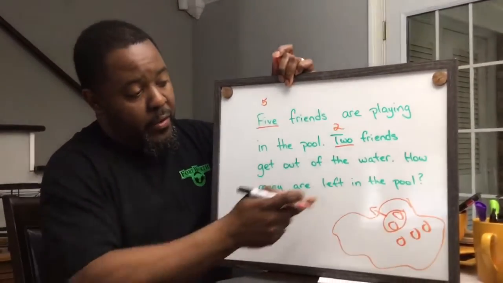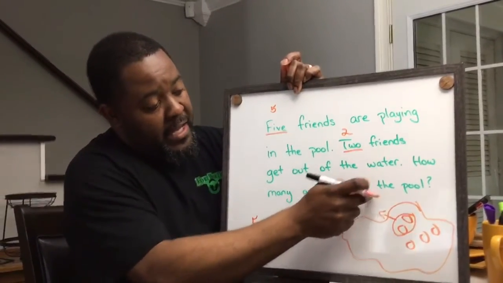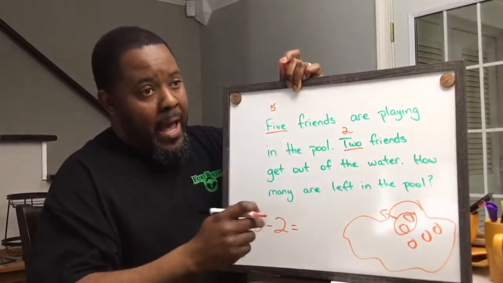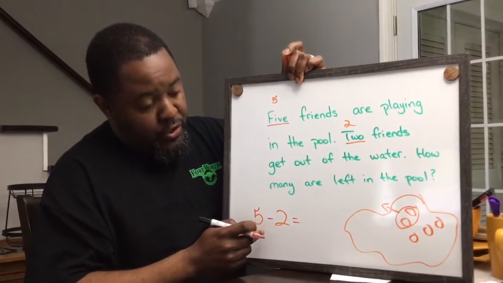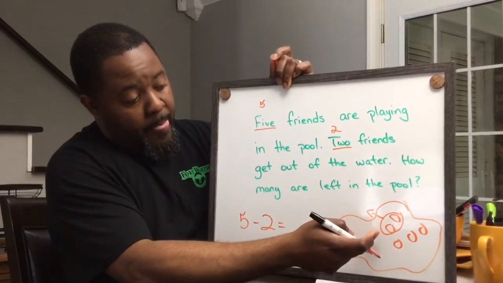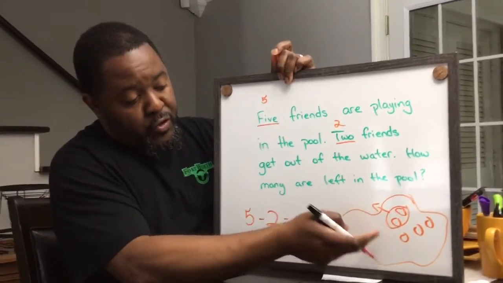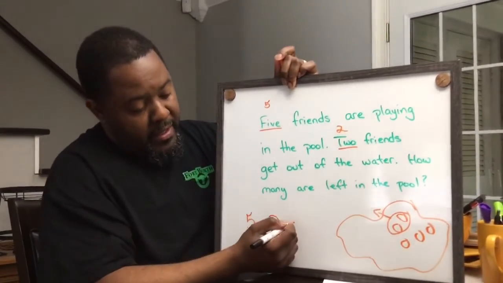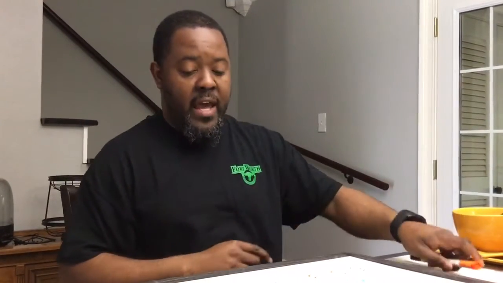Now, here's the question. This is what they want to know. They want to know how many friends are left in the pool. So remember, we drew the picture. If we remove those 2, then we would have 3 that remain in the pool. Now, we can solve this problem also using the concrete materials. And then also we can do it using our count up method.